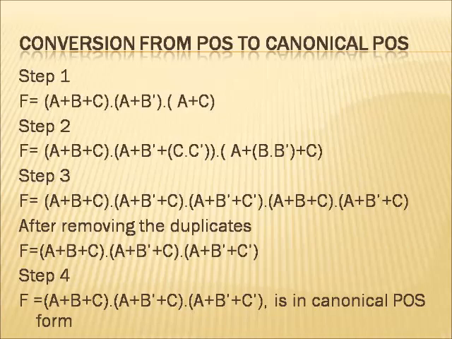So the given expression is f is equal to a plus b plus c dot a plus b bar dot a plus c. So this product of sum term contains three sum terms, that is first one is a plus b plus c, second one is a plus b bar, and third one is a plus c. So when we consider the first sum term, that is a plus b plus c, which contains all the Boolean values, because in this expression we have three variables a, b and c. So the first term a plus b plus c contains all the Boolean values.